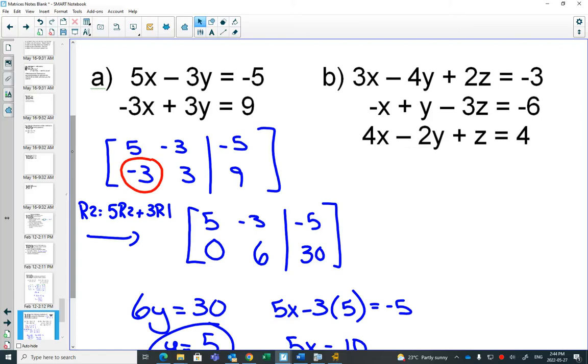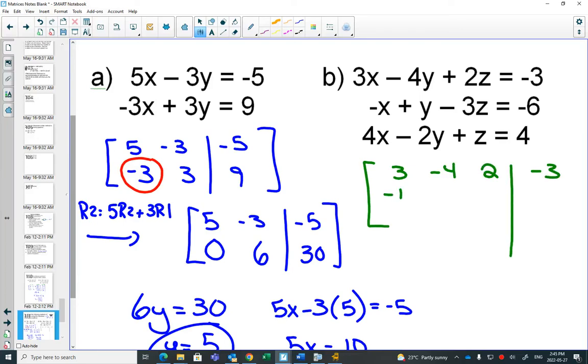Yeah, we'll see how it works. We'll at least get the zeros in the bottom corner. So we'll need 3 zeros for Gaussian elimination. We have 3, negative 4, 2, negative 3, negative 1, 1, negative 3, negative 6, and 4, negative 2, 1, and 4.